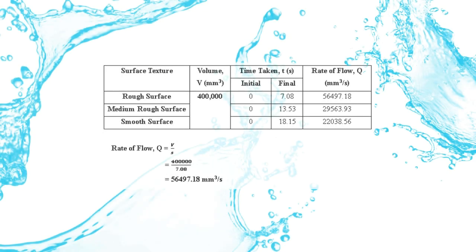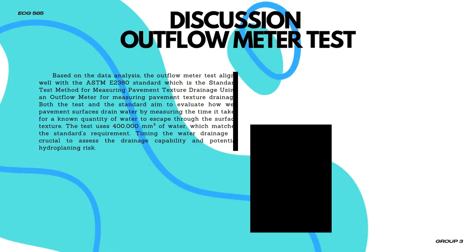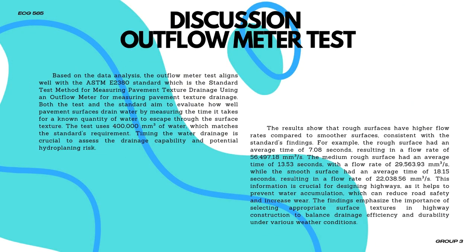As for the result, to obtain the rate of flow, we divide the volume of water by the time taken for it to reach the lower graduated mark. The result for each surface is shown in the table. Based on the data analysis, the outflow meter test aligns well with the ASTM E2380 standard, which is the standard test method for measuring pavement texture drainage using an outflow meter.